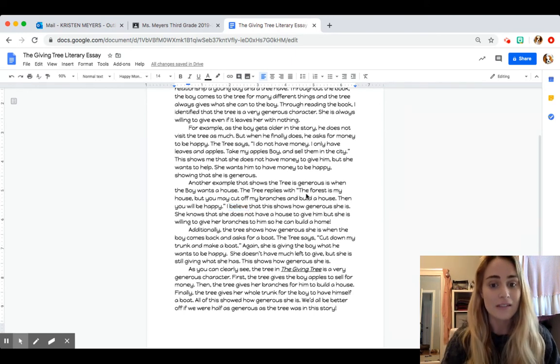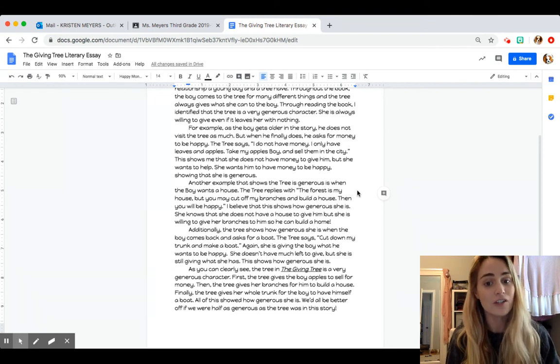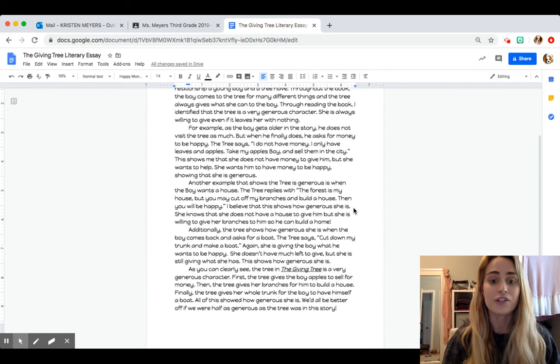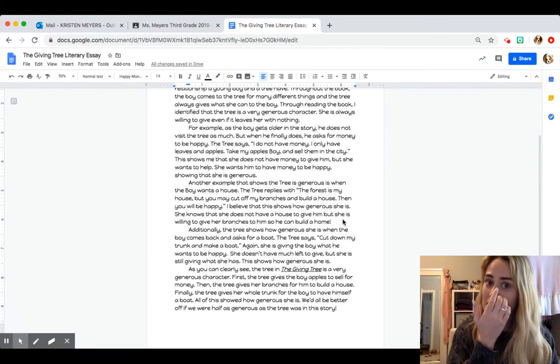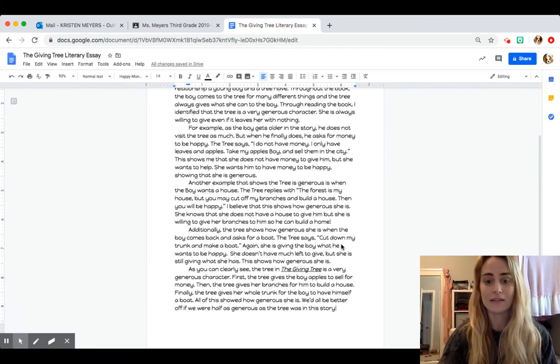So my evidence here was, "The forest is my house, but you may cut off my branches and build a house, then you will be happy," right? So I explain it in my reasoning. I believe that this shows how generous she is. She knows that she does not have a house to give him, but she is willing to give her branches to him so he can build a home, right? So that's showing how generous she is by what she's doing in that evidence.